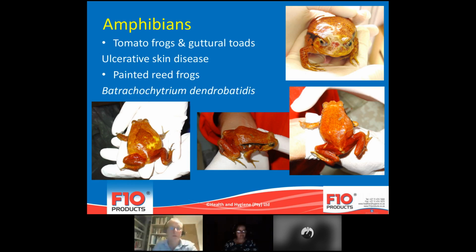Good job. I have also used F10 to treat rostral abrasions in guttural toads, and to treat chytrid fungus in painted reed frogs. These were some little frogs. We had a positive PCR, and we treated them with F10 diluted 1 to 2,000 in reverse osmosis water. They were bathed for 5 minutes every day and then subsequently tested negative.